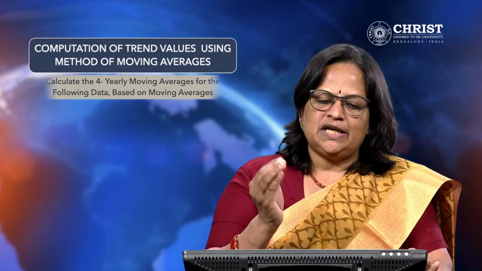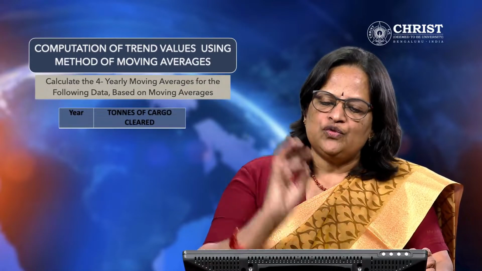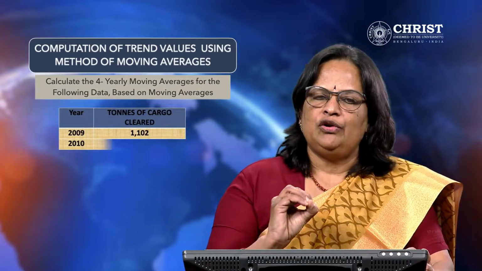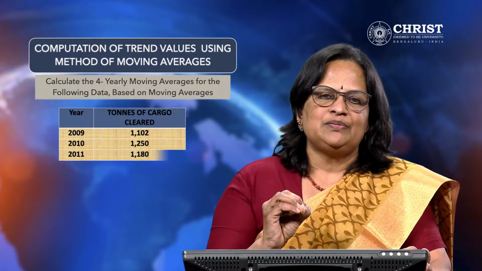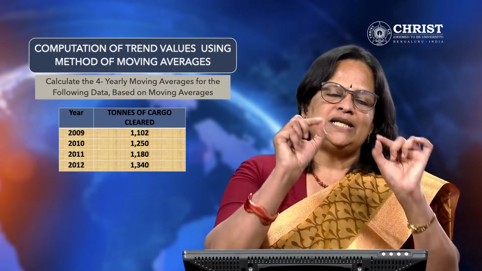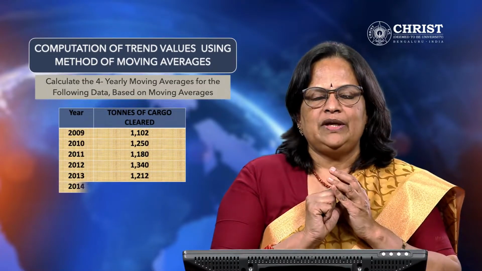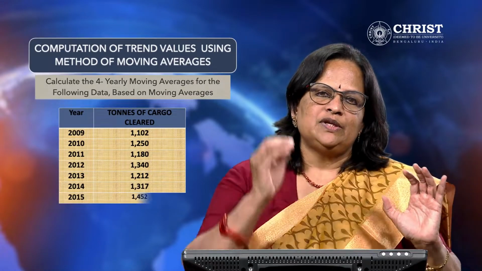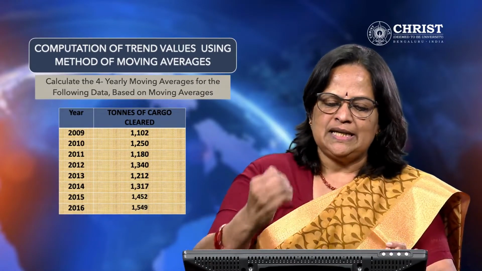Now we are coming to the second problem. Here the computation is 4-yearly moving averages for the following data based on the moving averages. Here the problem is you cannot select one year as the middle year, whereas it's possible for odd years. So that is why I told you computation is slightly different.